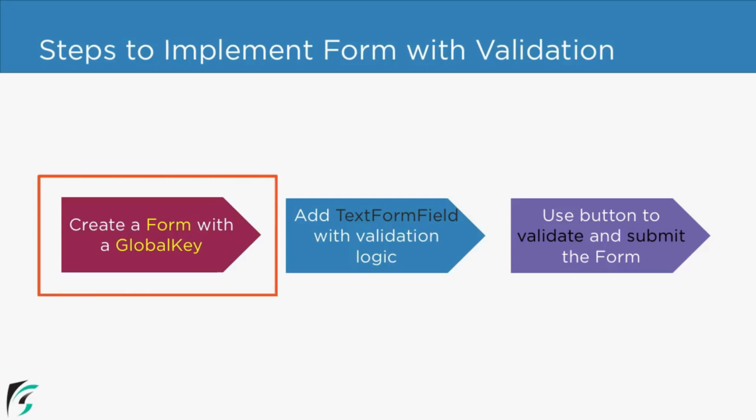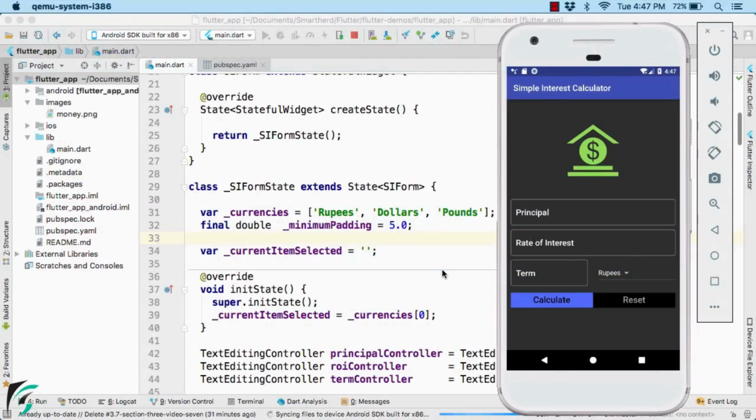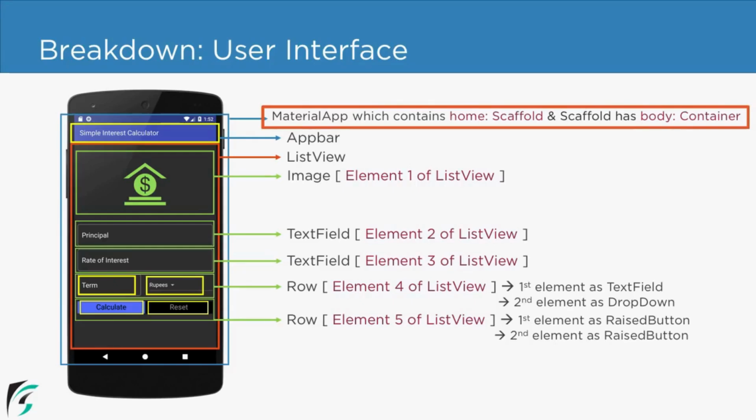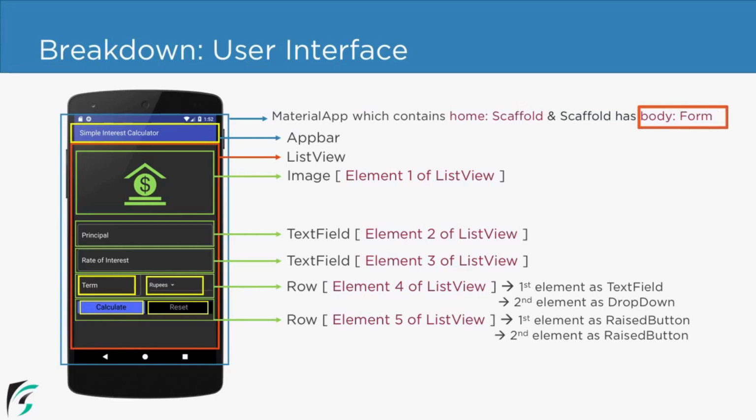So our first step will be to create a form with a global key. To use a form, we will just convert our current user interface into the form. So instead of using the container as a root element or the root widget, we will now use a form. Let me show you this slide. So this was the initial UI breakdown. So the outermost widget was the material app, which contains the scaffold widget, and as a body of the scaffold earlier we had container. Now we are going to replace the container by a form.